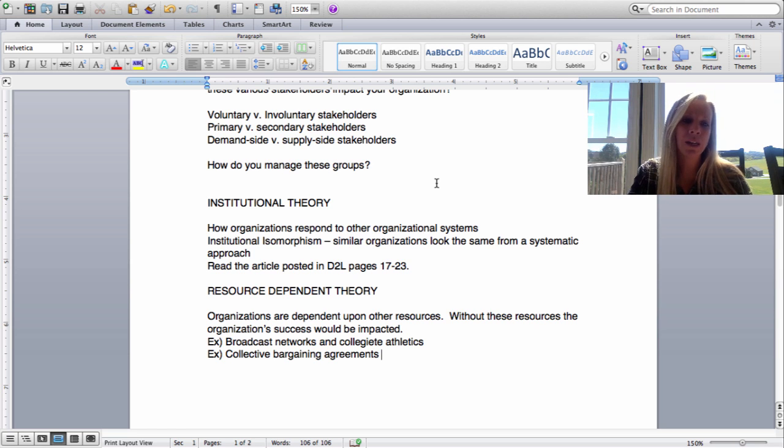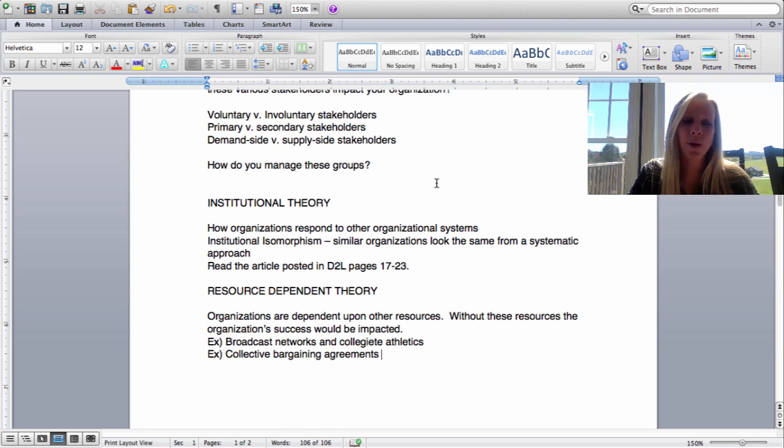Now, I want you to look at institutional theory. I have posted a PDF file on institutional theory. I want you to read more about institutional isomorphism. And this is where similar organizations look the same from a systematic approach. Kind of the idea of if it ain't broke, don't fix it. And you see that a lot, like within athletic departments, professional franchises as well. And so I want you to read up more on this. The article that I posted, I want you to specifically focus on pages 17 through 23.